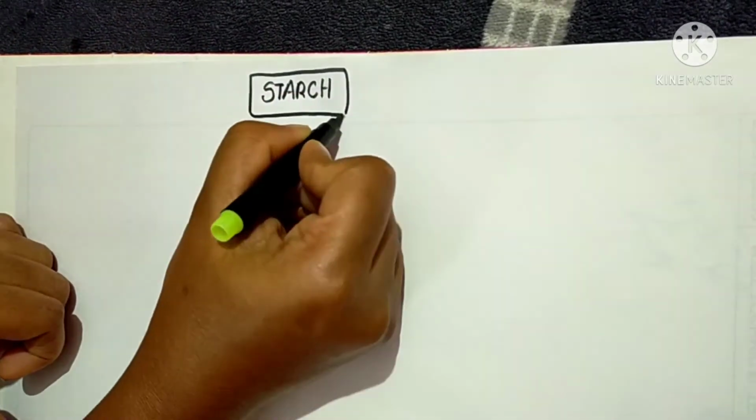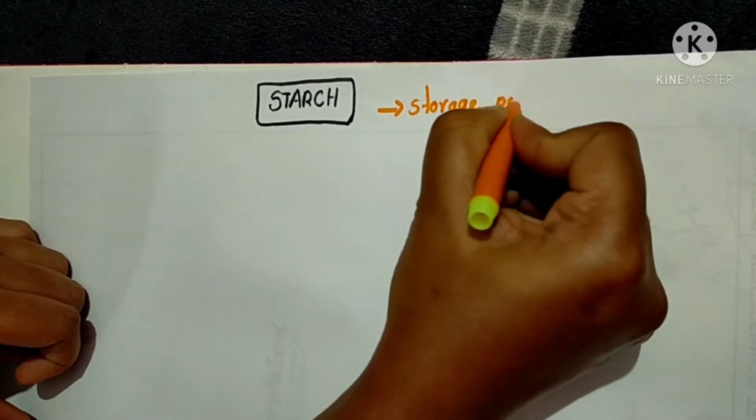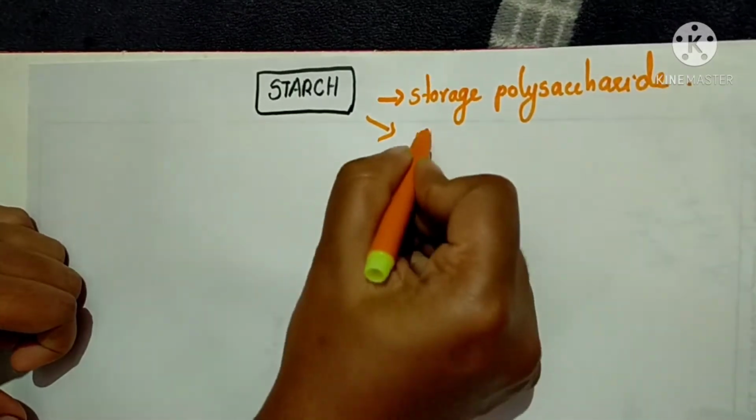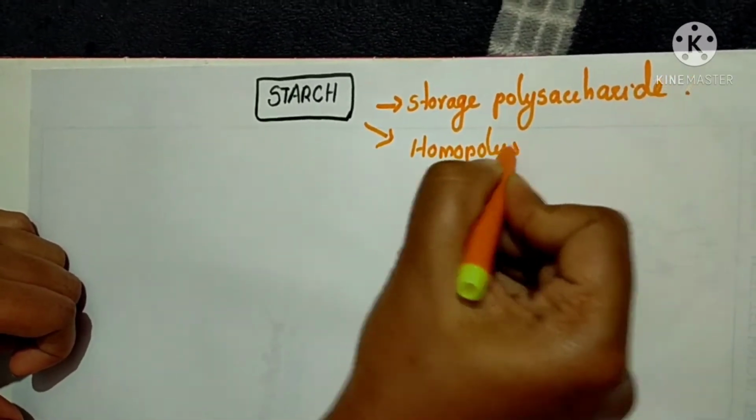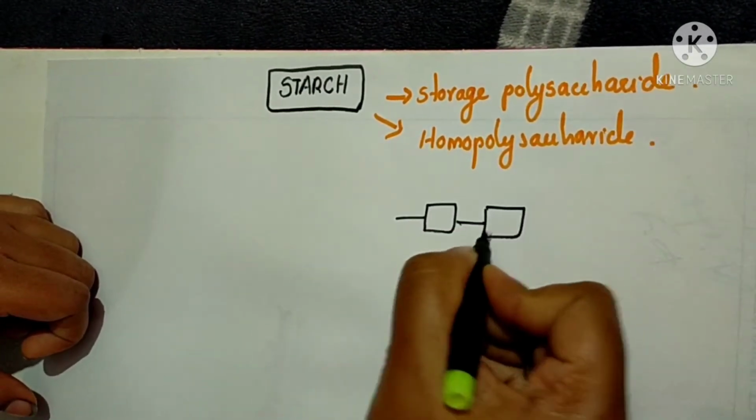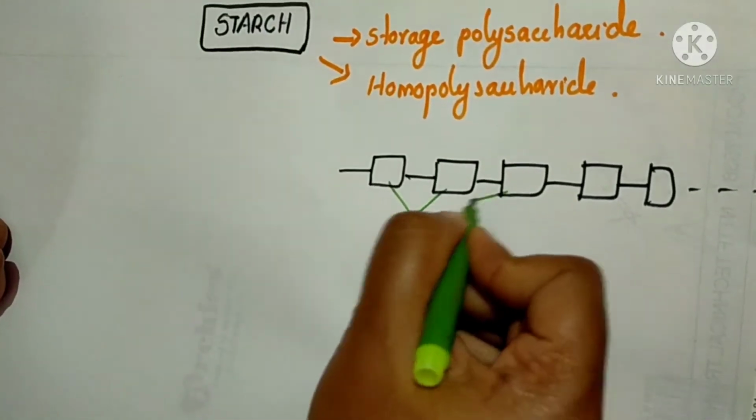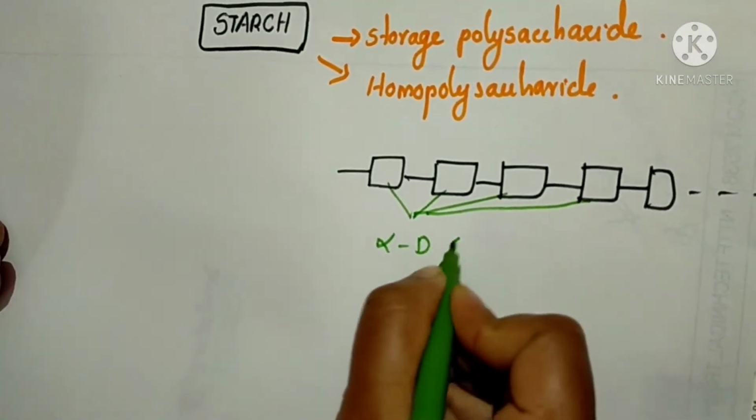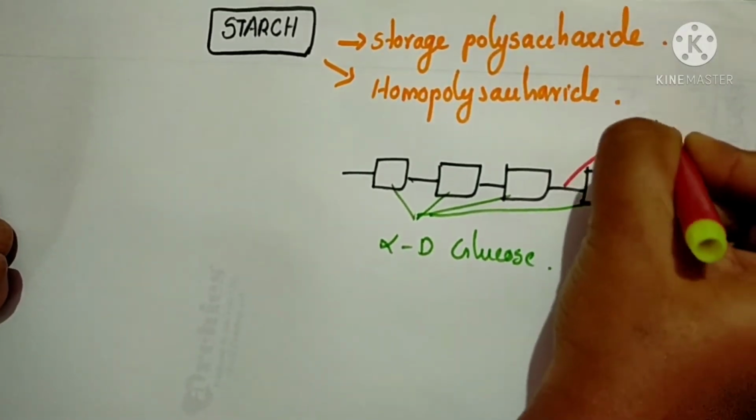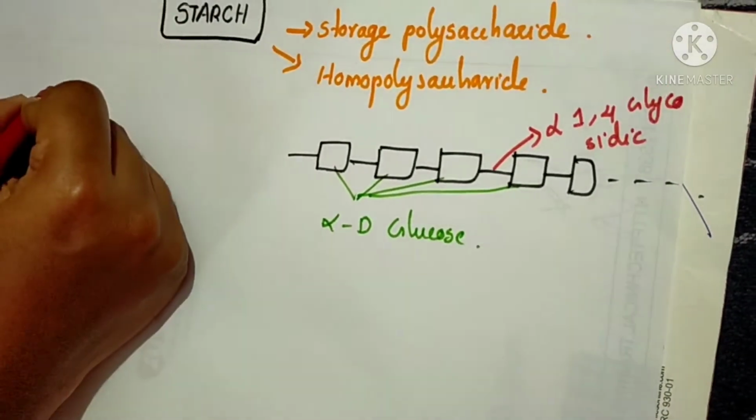Next, we have to discuss the structure of one polysaccharide, that is starch. We know that starch is a major storage polysaccharide and it is an example of a homopolysaccharide. Since it's a homopolysaccharide, it is mainly made up of glucose units, especially alpha D glucose units. They are linked together through alpha 1,4 glycosidic linkage.